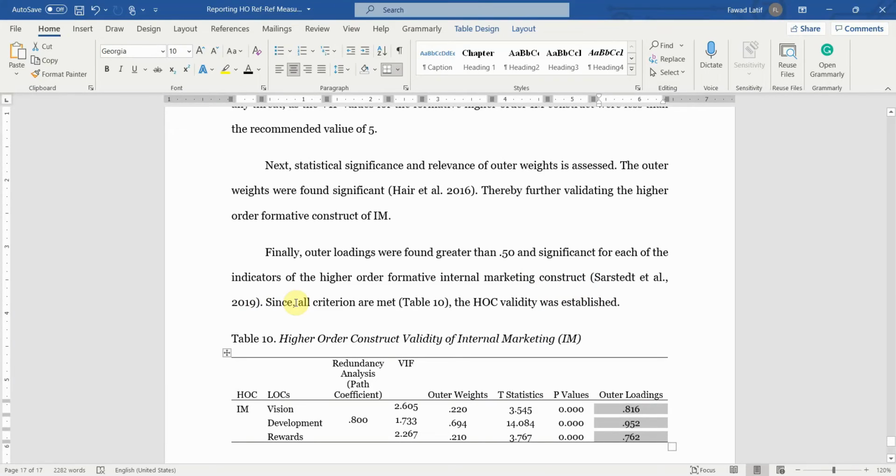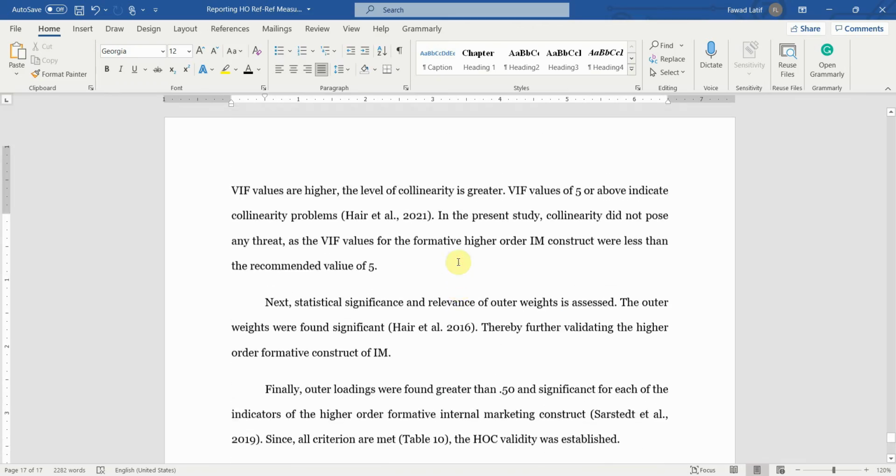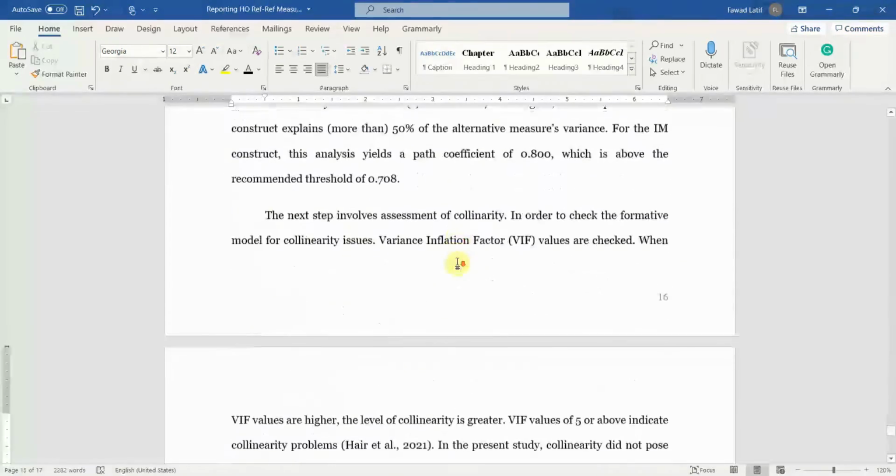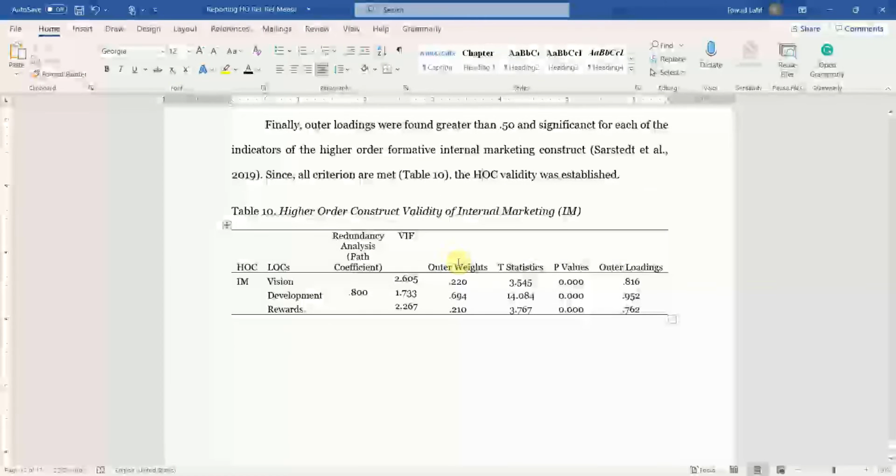Now, since we have seen that all the criteria to establish the validity for higher order construct are established, we can say that yes, internal marketing is a valid higher order reflective formative construct. This is how you can report your higher order reflective formative construct using SmartPLS 4.